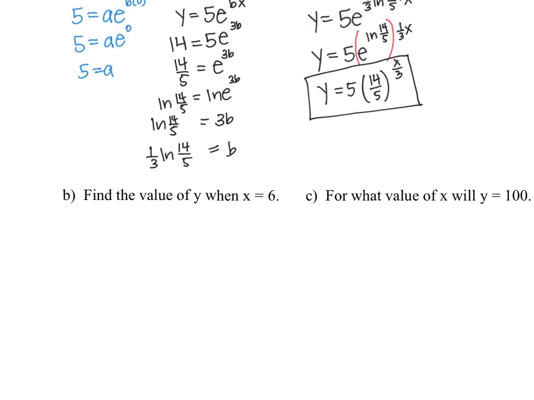Okay, now I'm going to use this equation to evaluate different points along this function. Okay, so the first one says, for b, find the value of y when x is 6. So I'm just going to plug x equals 6 into that equation that I already found. Okay, and the bigger challenge really is just the fact that we do not have a calculator. x is 6.